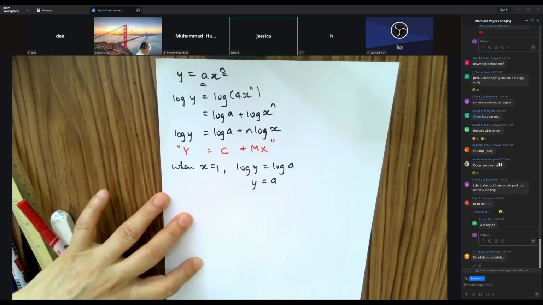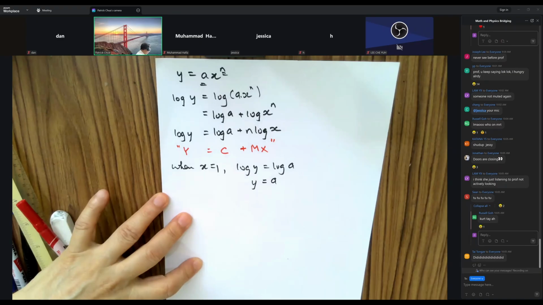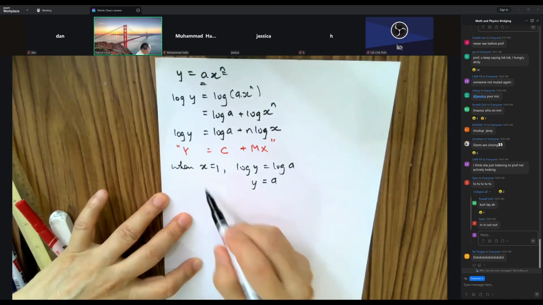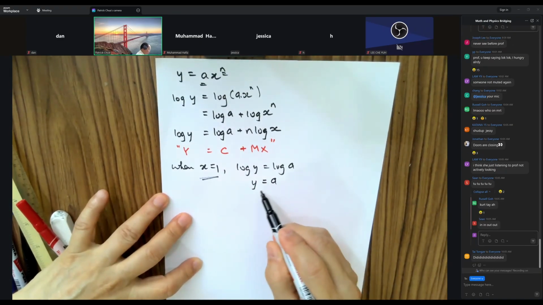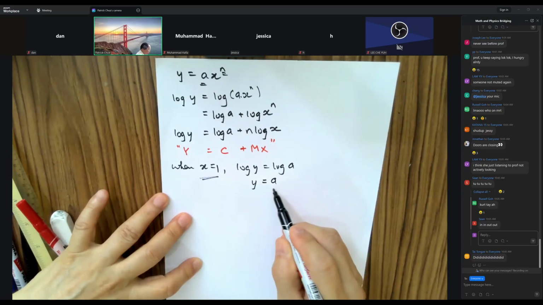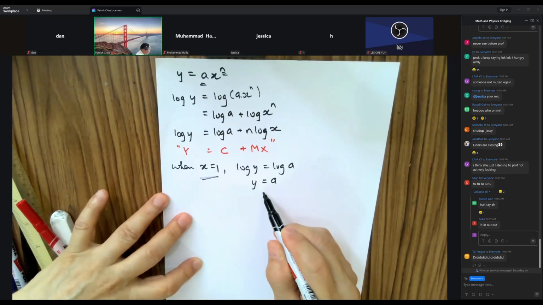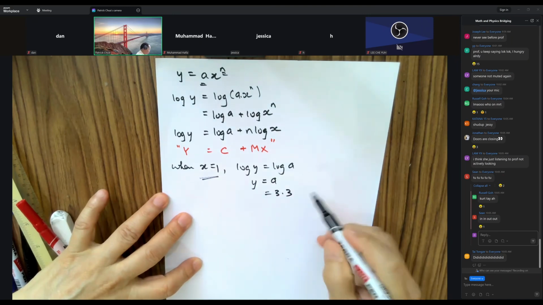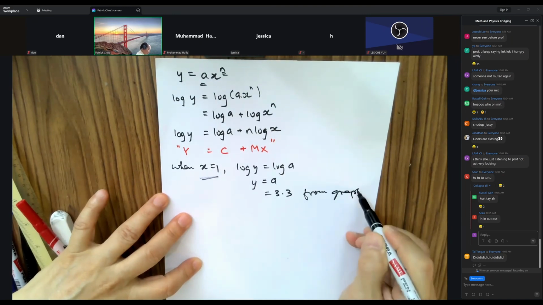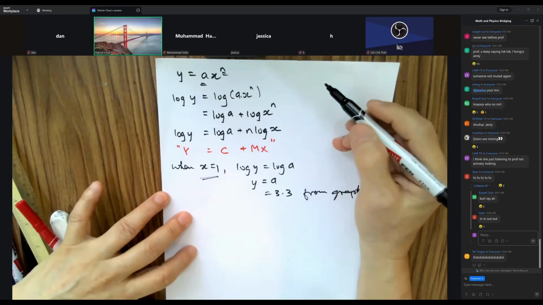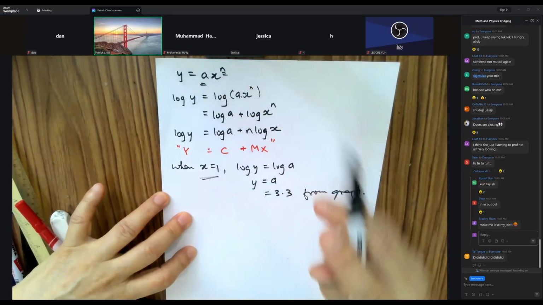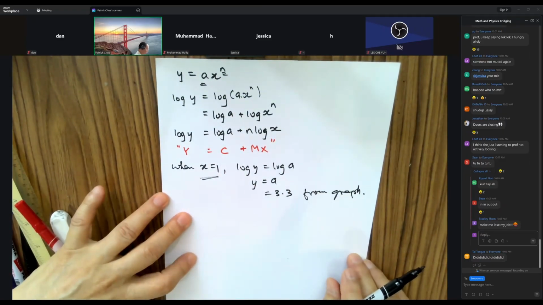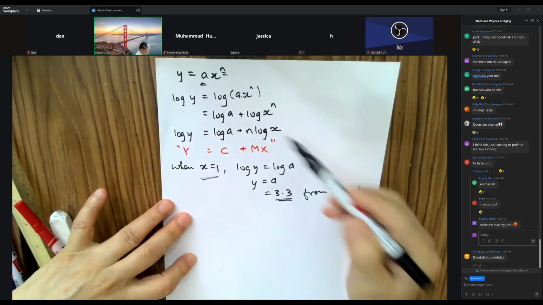If you look at your log-log graph plot, when x is equal to 1, what's your y value? The y value on the graph is equal to your A, and on your plot it is 3.3 from the graph. So you got your A already. Your A is 3.3. You found one value, that's very good.